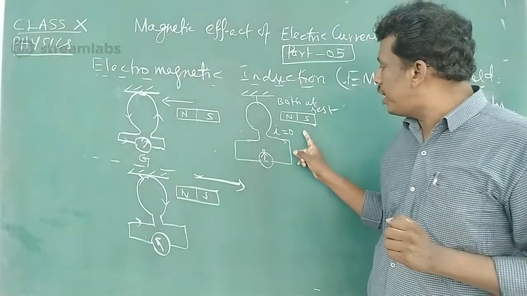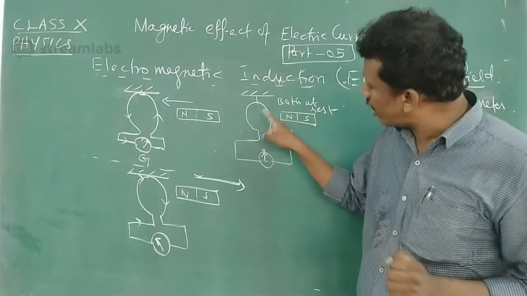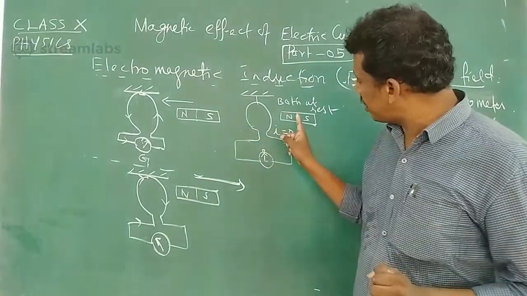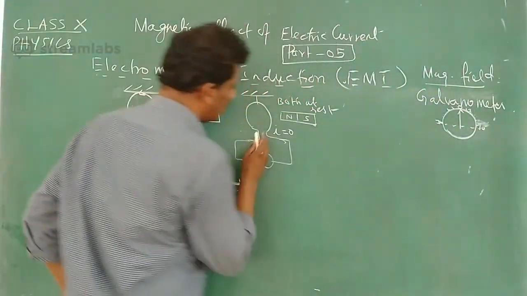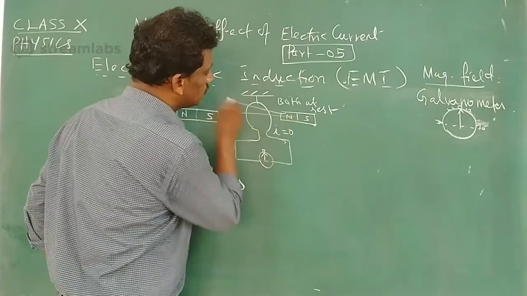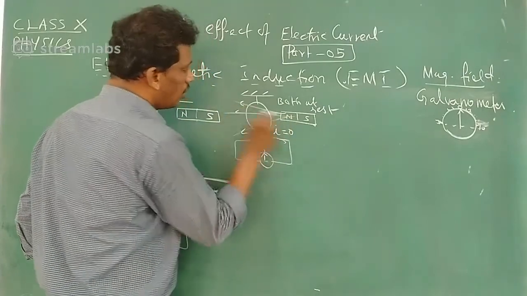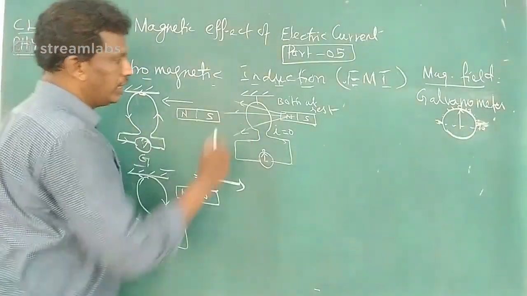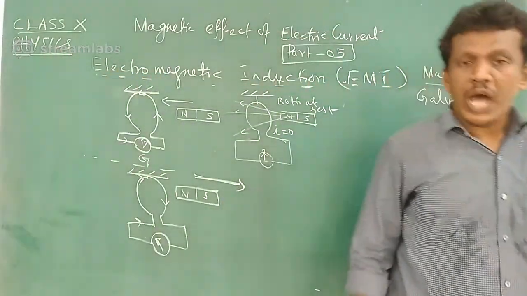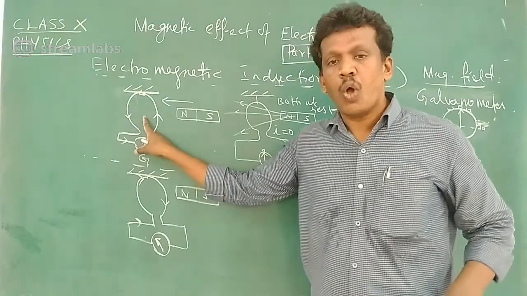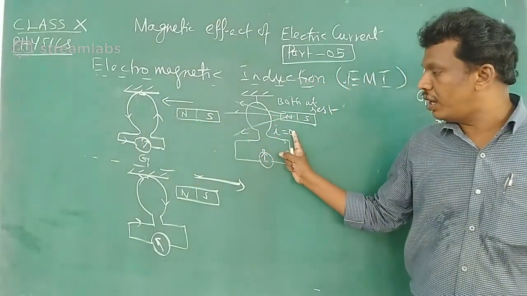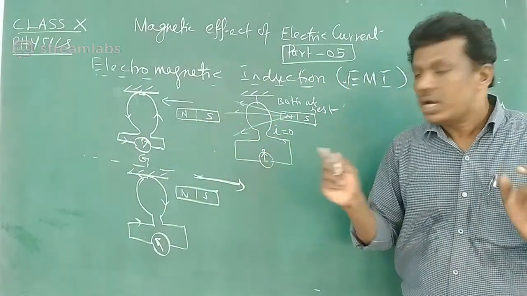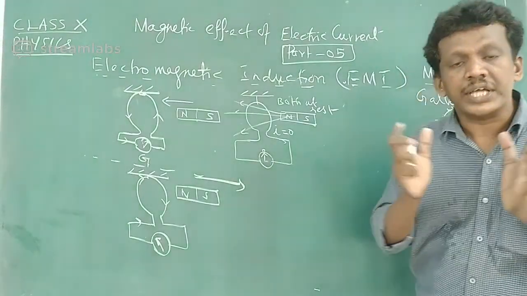But when I keep both at rest, you definitely have the magnetic field linked with the coil. Here it is changing, here it is fixed. So you have the magnetic field with the coil, but no deflection, no current.